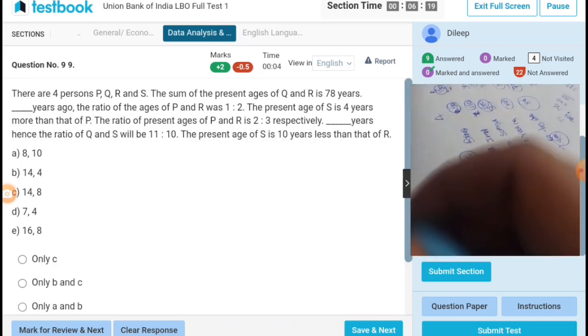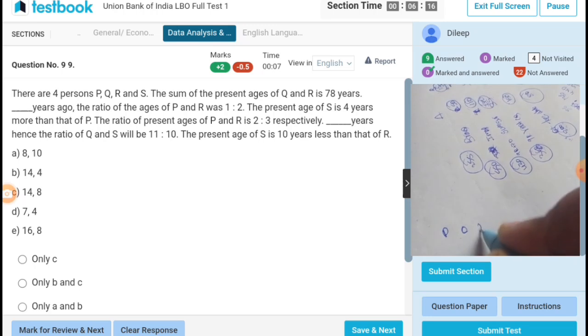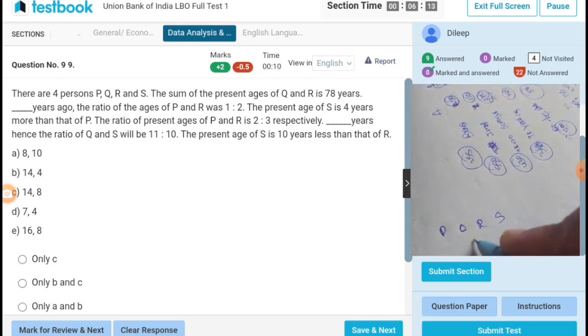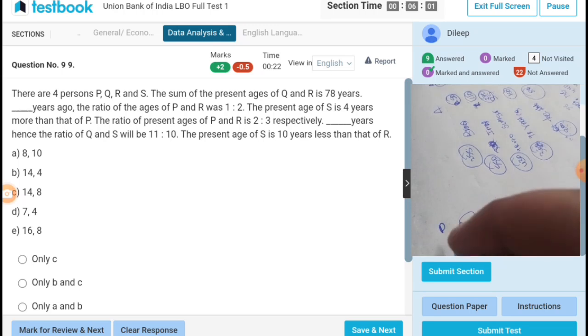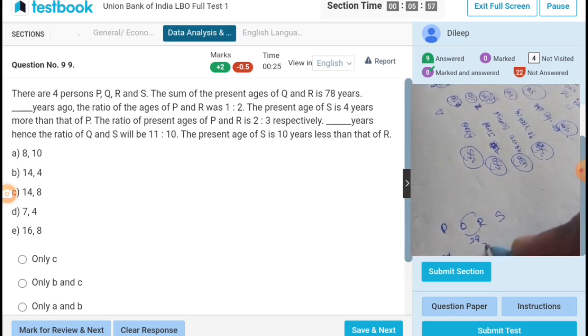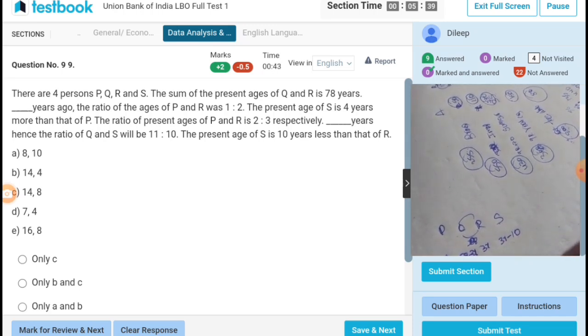Next, PQRS, the sum of the present age of Q and R is 78. The present age of P and R is 2x, 3x, 78 minus 3x. Less 10. Q and S will be 11/10.